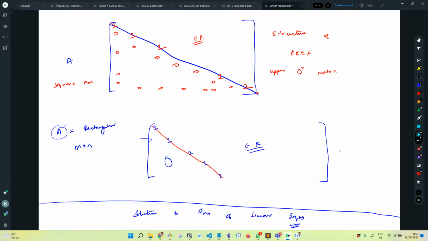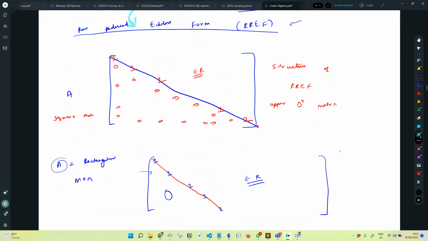Here we consider an example where we are given a matrix A that is square, that is n cross n. By RREF I mean row reduced echelon form. So RREF has this structure. First what you do is draw a leading diagonal, that is from left to right, you draw the diagonal. Now we say that matrix A is RREF if the entries along the leading diagonal are ones.